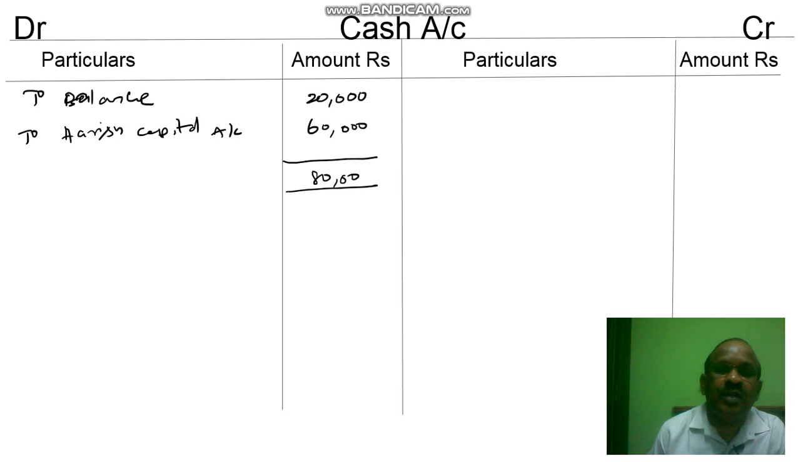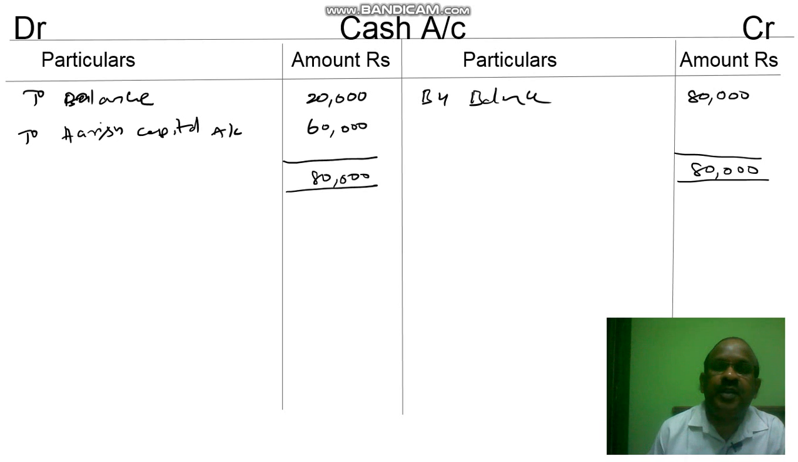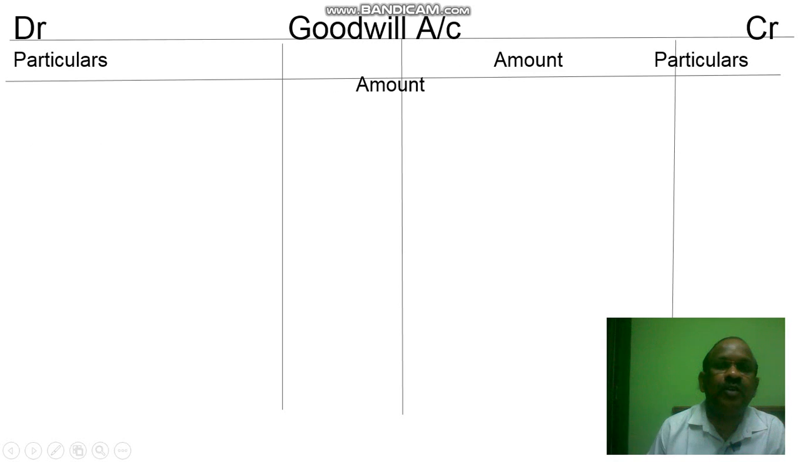So Harish is the total. Here the cash is 80,000. Here the by balance is 80,000. Next we are going to prepare the goodwill account.